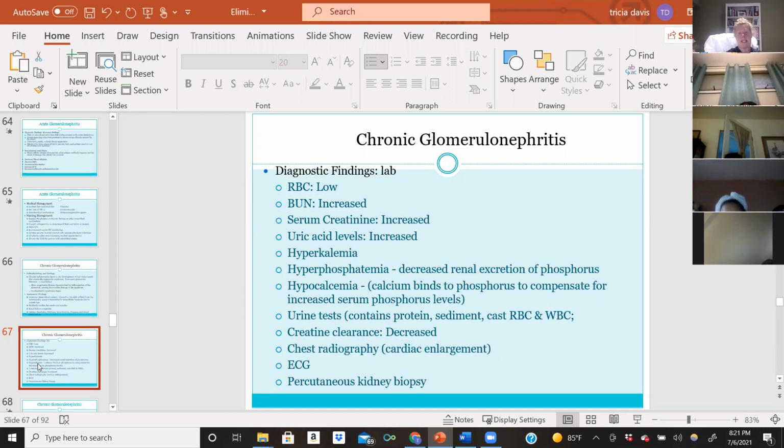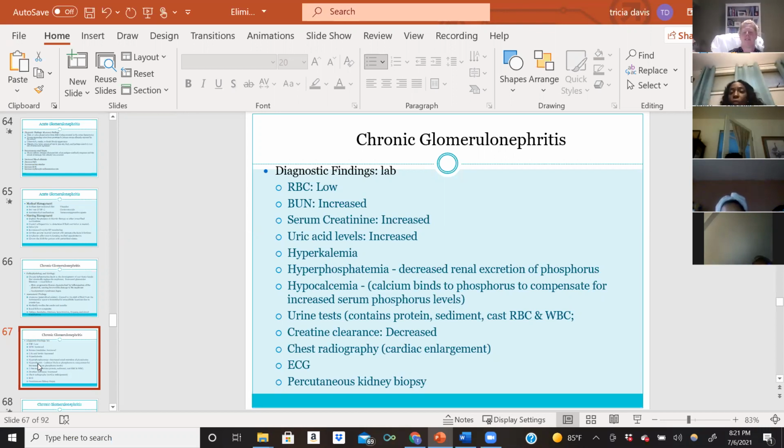Urine tests, our urinalysis might show that they're spilling protein into their urine. It could have sediments in there, so it looks like pus, or it could have red blood cells and white blood cells in the urine sample. Our creatinine clearance is going to be decreased. If we do any type of a chest x-ray, it might show that because of the CHF, our heart is enlarged, which is typical with CHF.